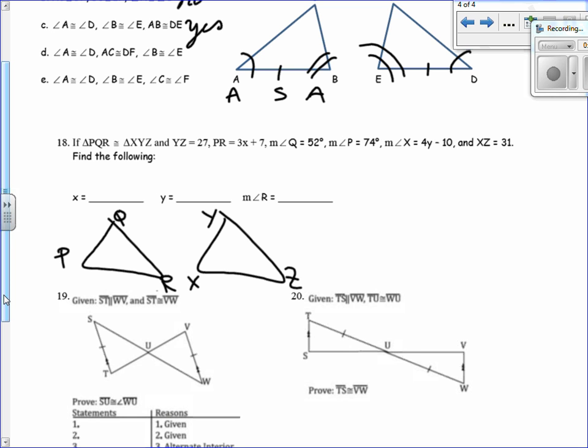X, Y, Z. Okay? So PQ is 27. PR is 3x plus 7. Angle Q is 52. Angle P is 74. And XY is 4y minus 10. And XZ is 31. Okay? So now I need to set up an equation so I can solve for x. 3x plus 7 equals what?